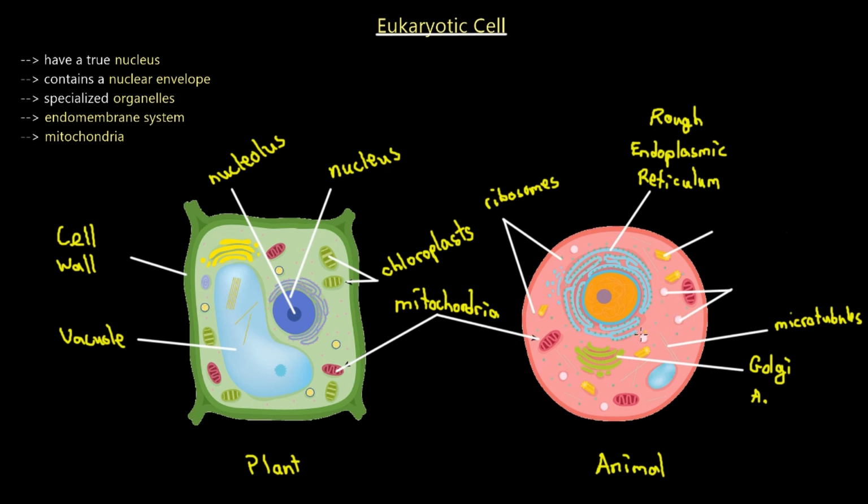Now these white dots all around the animal cell are called lysosomes, and we're going to talk a little bit more about lysosomes in the next couple of slides. Another specialized structure that eukaryotic cells have are these barrel-like structures called centrioles. Centrioles are very critical in cell division, as we will mention in the next couple of slides.